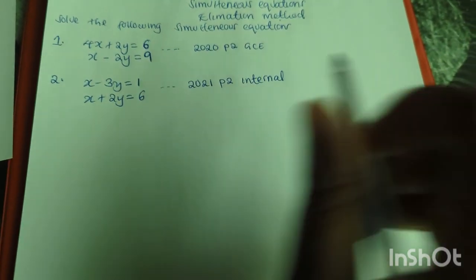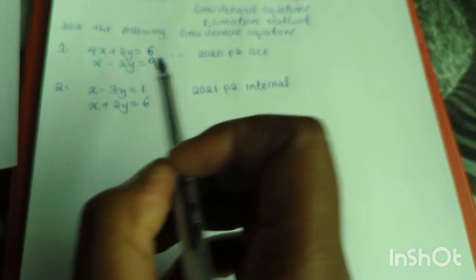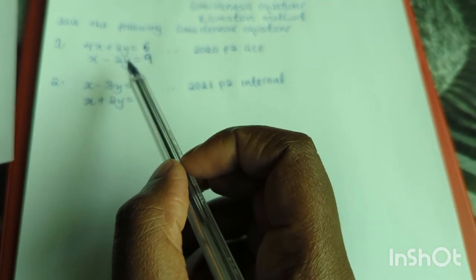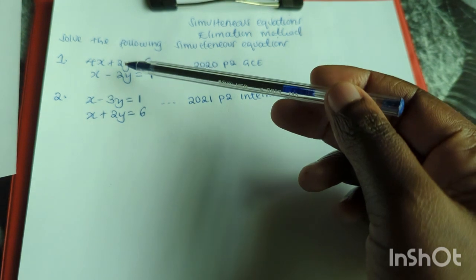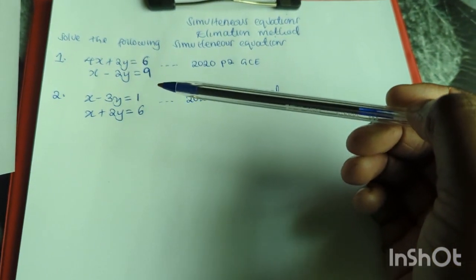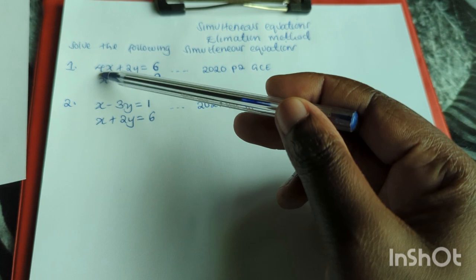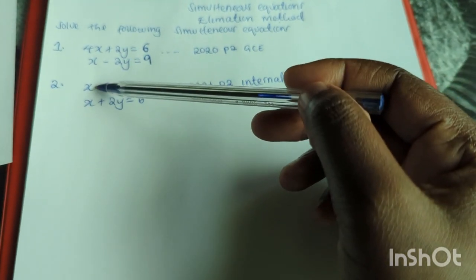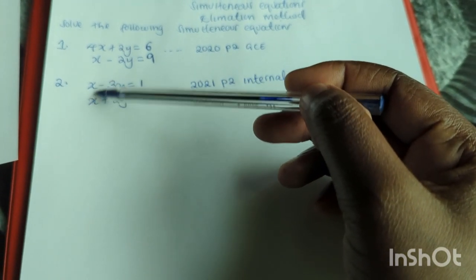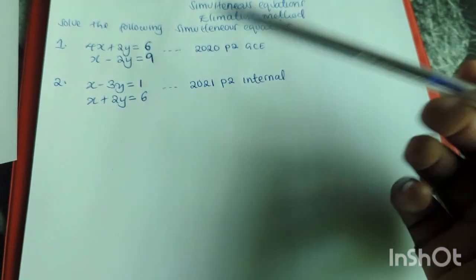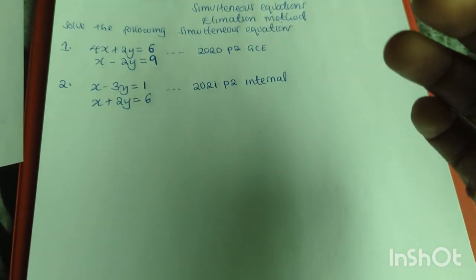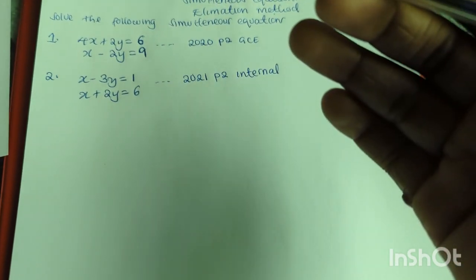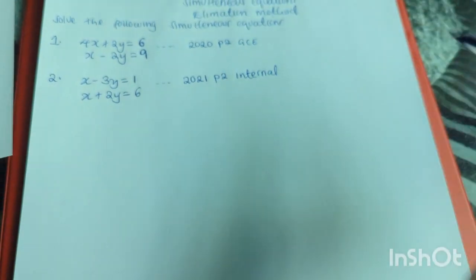So then when you're eliminating, how do you know what sign to put in between the equations? When the signs are different, for example, this is positive and this is negative, you add. So the sign that you put in between here is addition because the signs are different. But when the signs are the same, like in this case they're both positive, you subtract. Even if they're both negative, we subtract. So same signs, you subtract. Different signs, you add. That is the rule when you're doing elimination method for simultaneous equations.